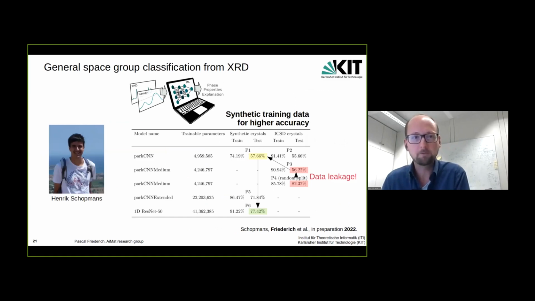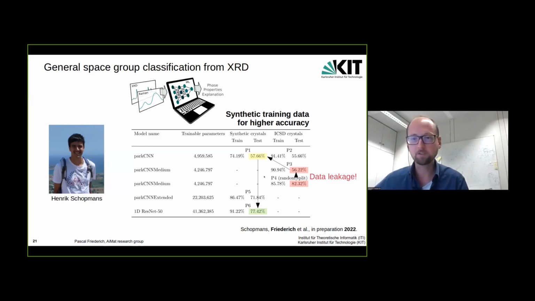We were thinking about how to generalize this further, and Henrik Schopmans, who was doing his master thesis on space group classification for XRD, not only on determining whether XRD diffractograms show a single or a mixed phase, wanted to look at the more general task of mapping from an XRD diffractogram to any of the 230 space groups. We first looked into what is actually the state of the art, and we saw that the ICSD data set has a large amount of data where people are training for exactly that task. So the input would be the XRD diffractogram, and the output one of the 230 space groups. So it's a classification task with 230 different classes.